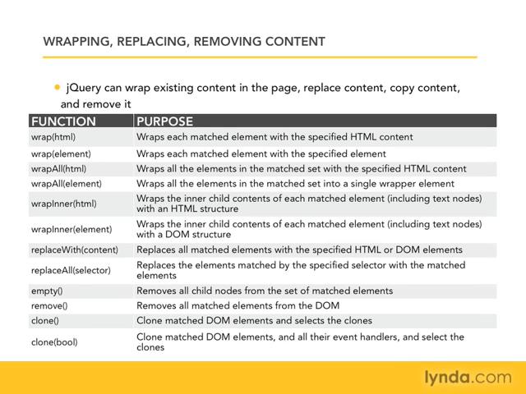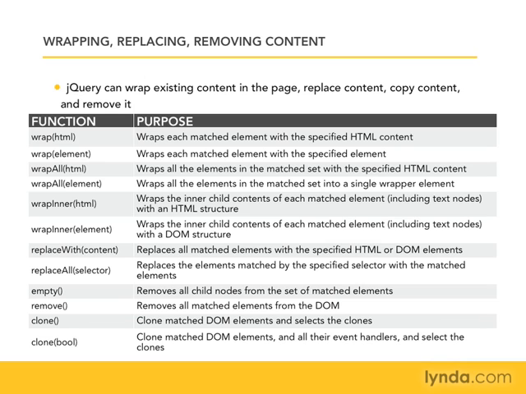And finally, the wrap inner functions will wrap the inside child contents of each matched element, including text, within either HTML or the DOM element that I specify here, assuming that the DOM element that I'm passing is allowed to have children inside of it. So for example, images can't have child elements inside them, so that wouldn't work. If I called wrap inner on a UL tag and it had a whole bunch of LIs, then all those LIs would be wrapped inside whatever I passed in as this HTML or this element. So that's wrapping.